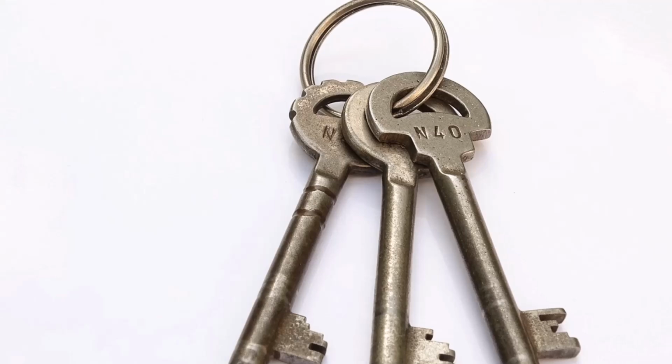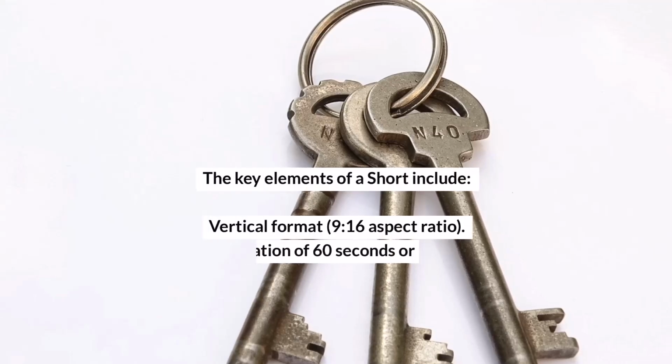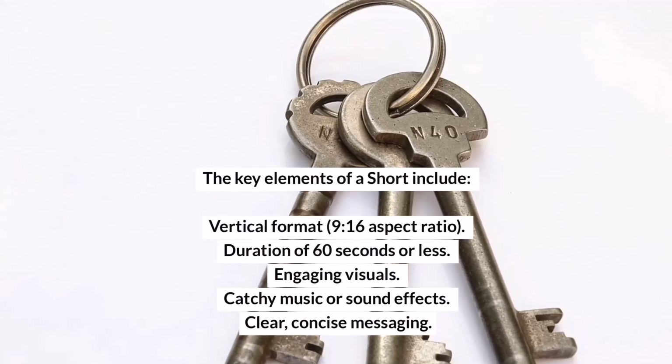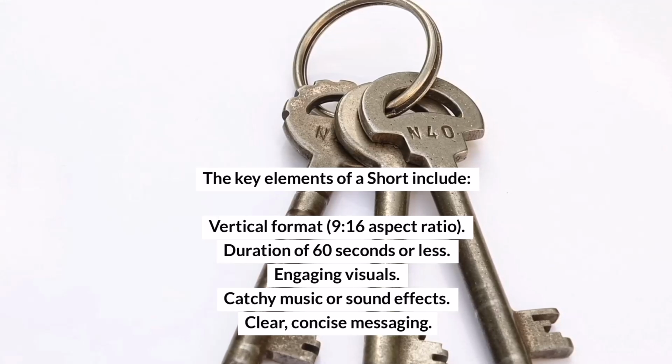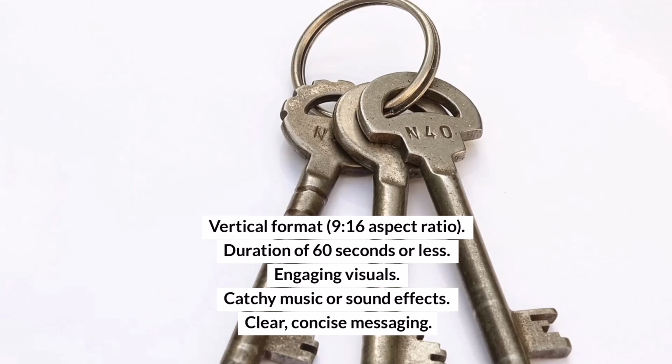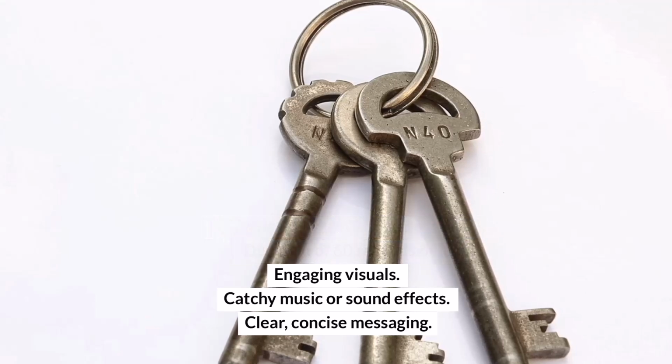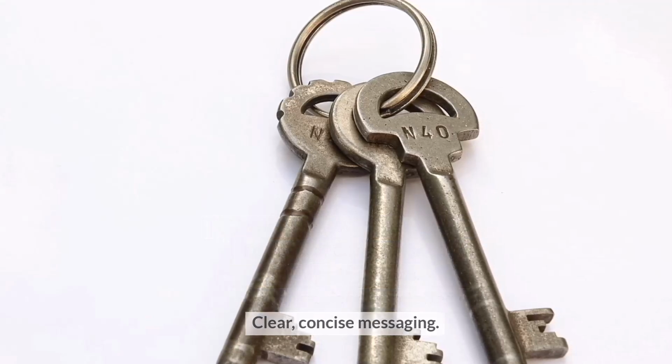The key elements of a short include vertical format, 9:16 aspect ratio, duration of 60 seconds or less, engaging visuals, catchy music or sound effects, clear, concise messaging.